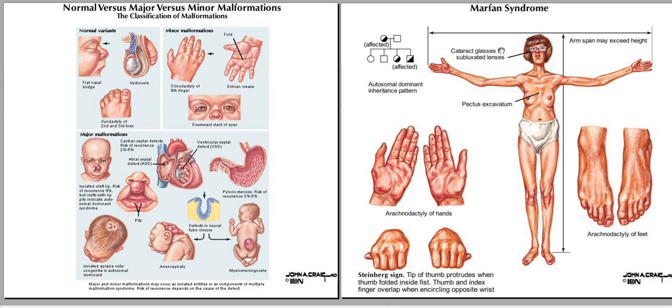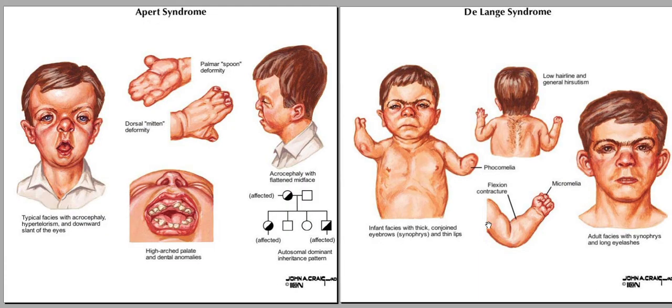Alright, so with Marfan syndrome, as we talked about, there's pectus excavatum, that is this depression over here in the thoracic cavity, and also, like we talked about, the arachnodactyly of the feet. We talked about all these, right? So let's go on with Apert syndrome. With Apert syndrome, we talked about the palmar spoon deformity already and how the high arched palate and dental anomalies too are being formed. Alright.